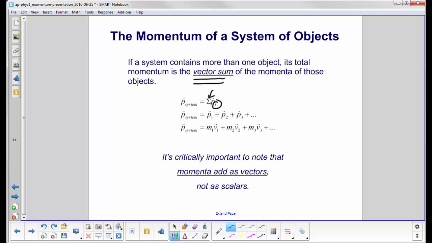And of course, momentum is mv. And one more point, you have to note that the momenta add as vectors, not as scalars. So you need to know their sign, or later on when we do 2 dimensions, you have to know what angles they make with a certain reference frame.